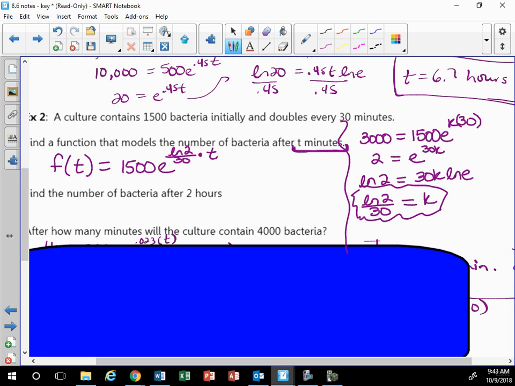Okay, so one last quick one we're going to do. Find the number of bacteria after 2 hours. So what am I going to plug in for t? Am I going to put in 2? 120, good. So just key this in, natural log of 2 over 30 times 120. I don't remember what it was. Let's see real quick. Did you get 24,000? Okay. Yikes.